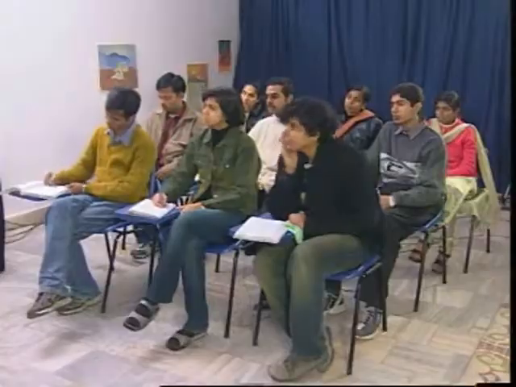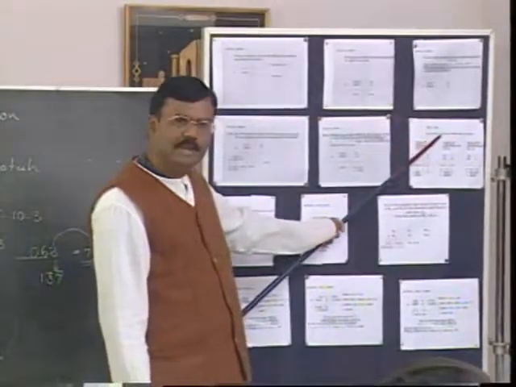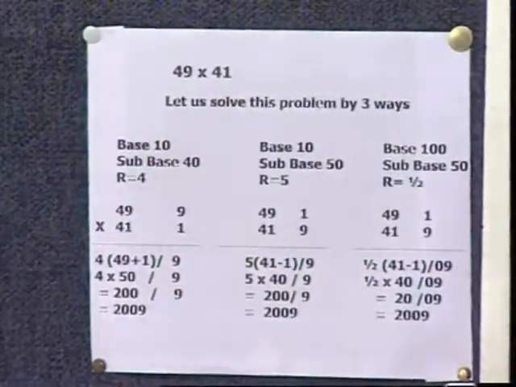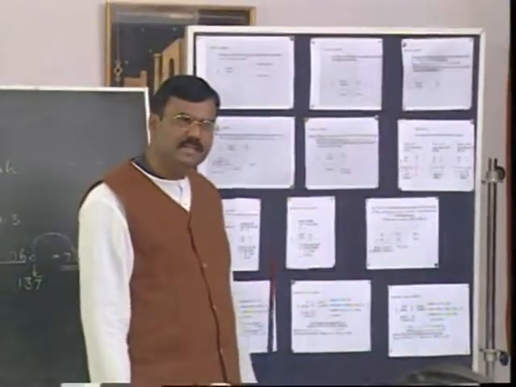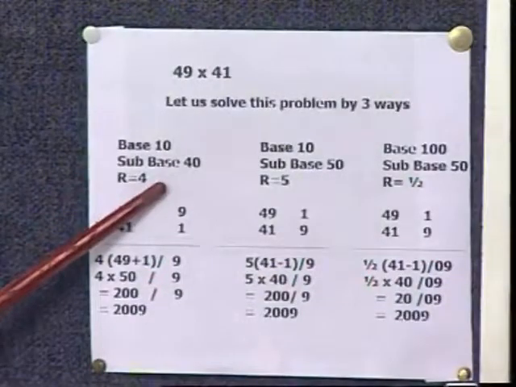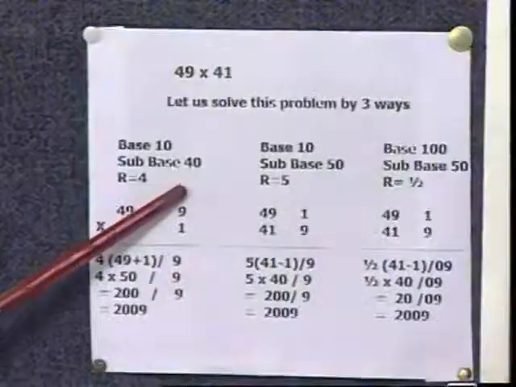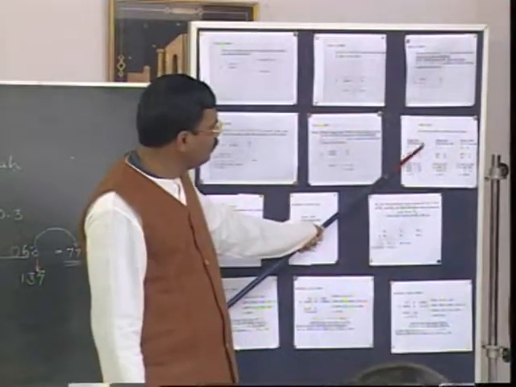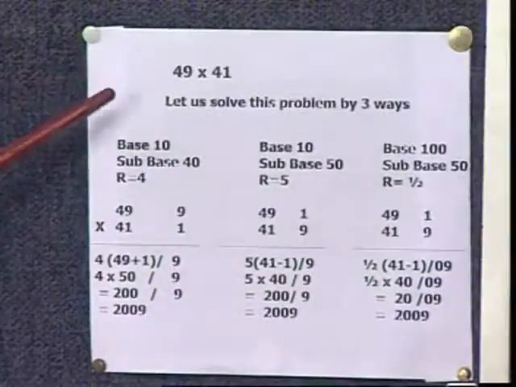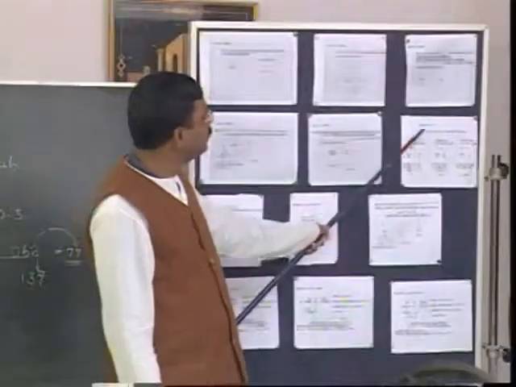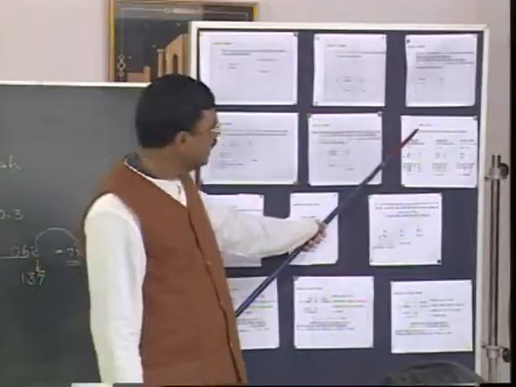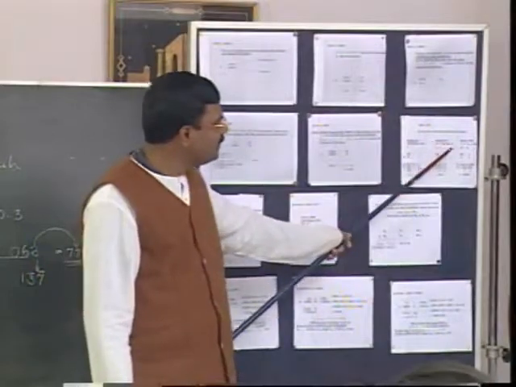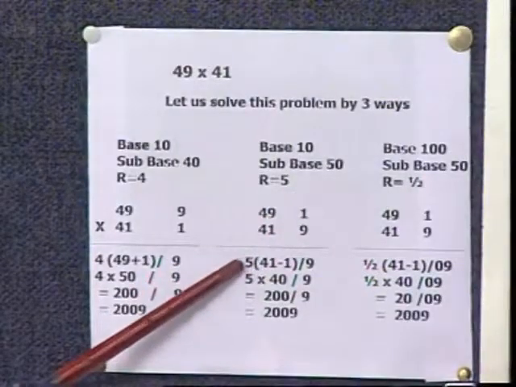Now let us see the example of 49 multiplied by 41. These two numbers are away from the base. If you took 10 as a base, it is 4 times base. With 10 as a base, the sub base is how much? 40. That becomes the ratio of 1:4. You may do the same problem with the base of 50 also, because 49 is near to 50 and 41 is also near to 50. At that time the base is 10, sub base is 50, ratio becomes 5.